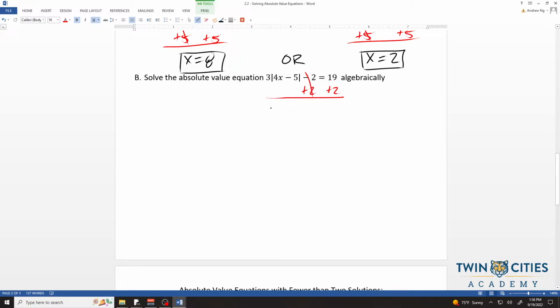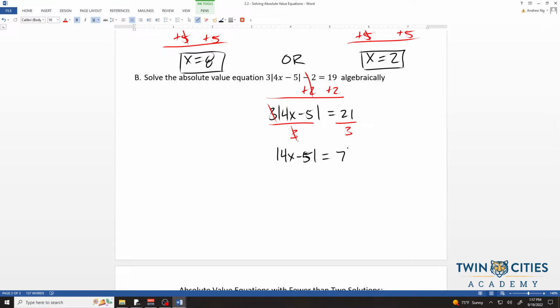And that's going to give me 3 times the absolute value of 4x minus 5 equals 21. We're not quite isolated yet, so multiplied by 3, I'm going to divide both sides by 3. The 3's divide out, and now I have my absolute value isolated. The absolute value of 4x minus 5 is equal to 7.